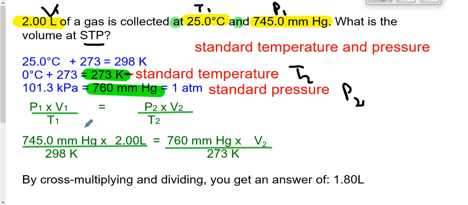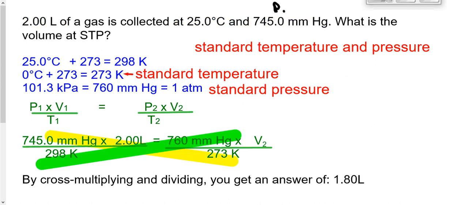Our first pressure was 745 millimeters of mercury, our first volume 2 liters, and our first temperature 298 kelvins. Remember to change this value immediately to kelvins. Our new pressure will be standard pressure of 760 millimeters of mercury, and our new temperature will be standard temperature, 273 kelvins. We will now want to solve for V2. What will be the new volume?